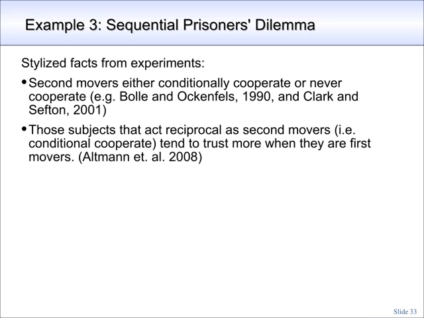If we would observe a subject both in the role of a first and a second mover, our model would predict that those subjects who act reciprocally or conditionally cooperate as a second mover are also those subjects that trust more when they are first movers. This prediction is in line with recent experimental findings by Altmann et al., 2008.